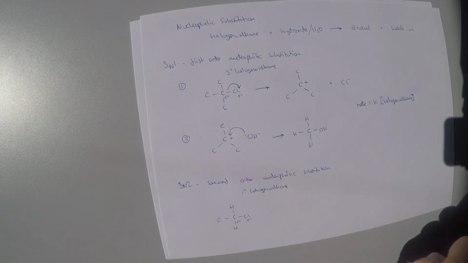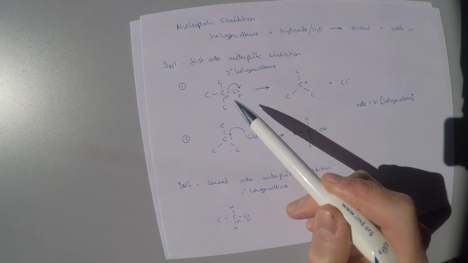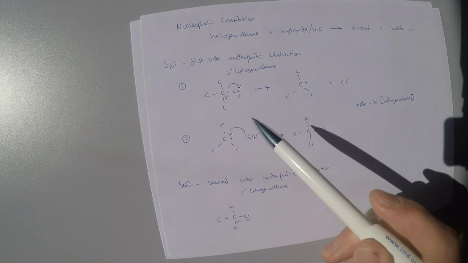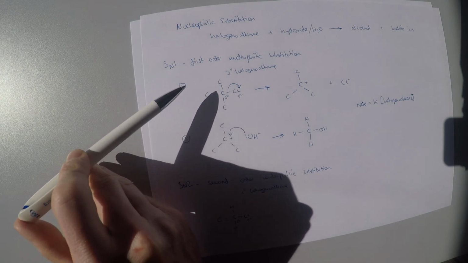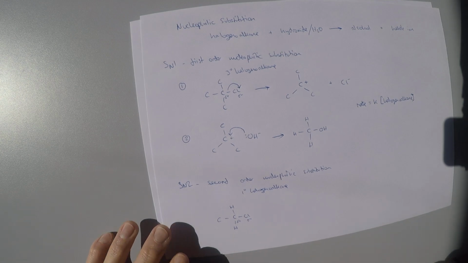Steric hindrance is basically where you have a large enough group to block any attack on this molecule. So in the case of our tertiary halogenoalkane, these surrounding carbon groups are too big for any attacking species to get in from the other side in a process known as steric hindrance. Here we don't have that.